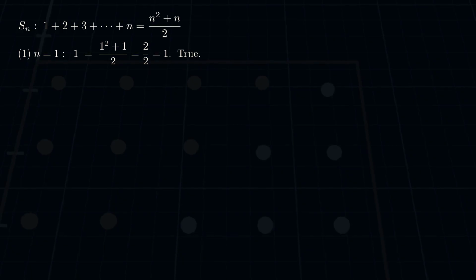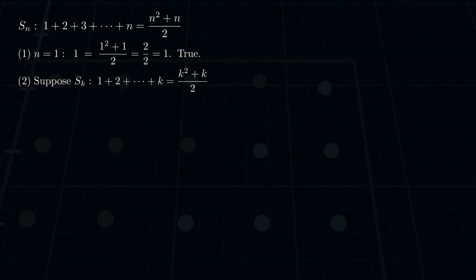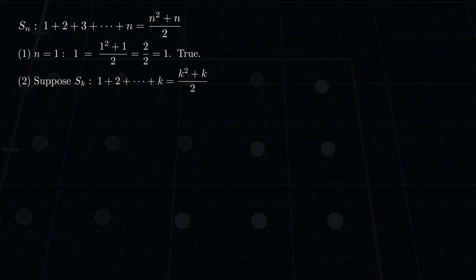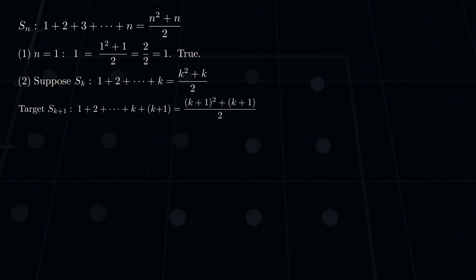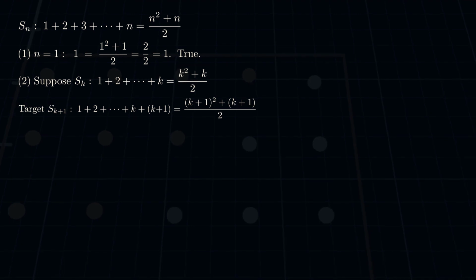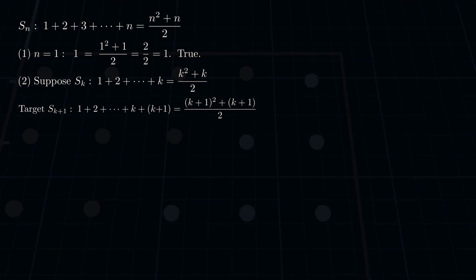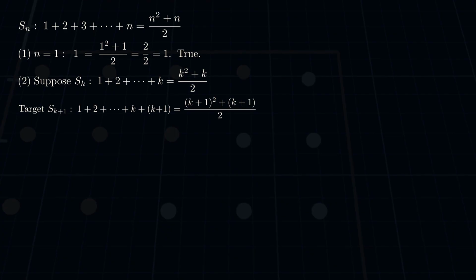Inductive step. Let k be any natural number. Suppose S(k): 1 plus 2 up to k equals (k squared plus k) over 2. We must reach S(k+1). So write S(k+1) down first, so we know where we are going. Replace n by k plus 1.